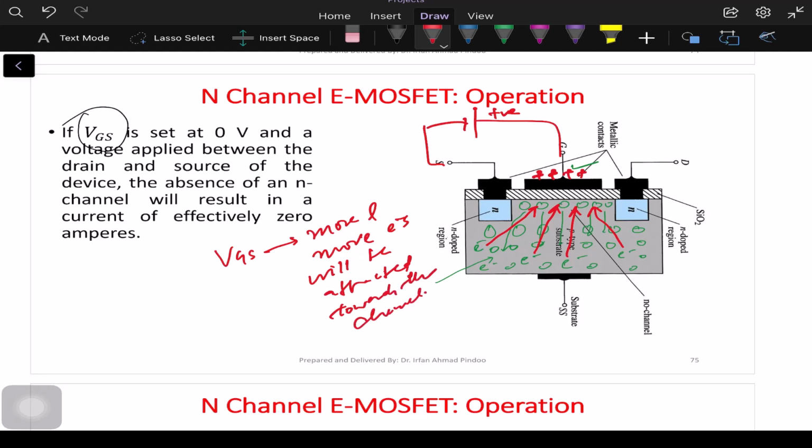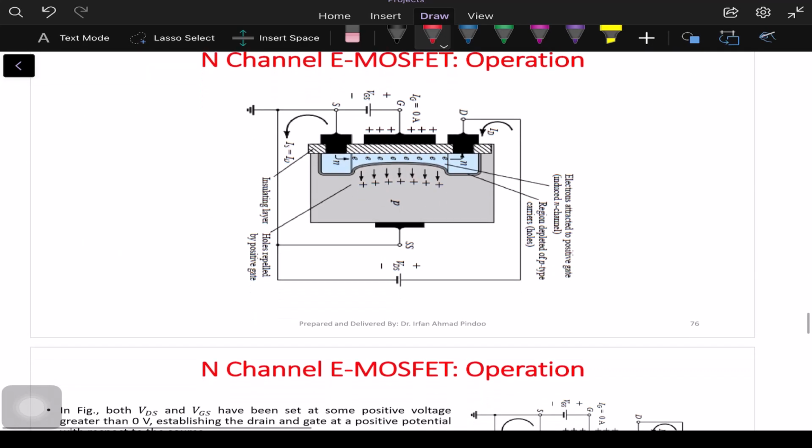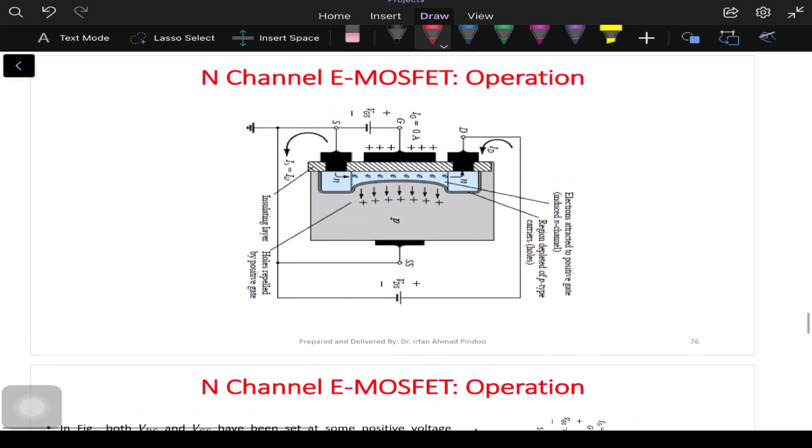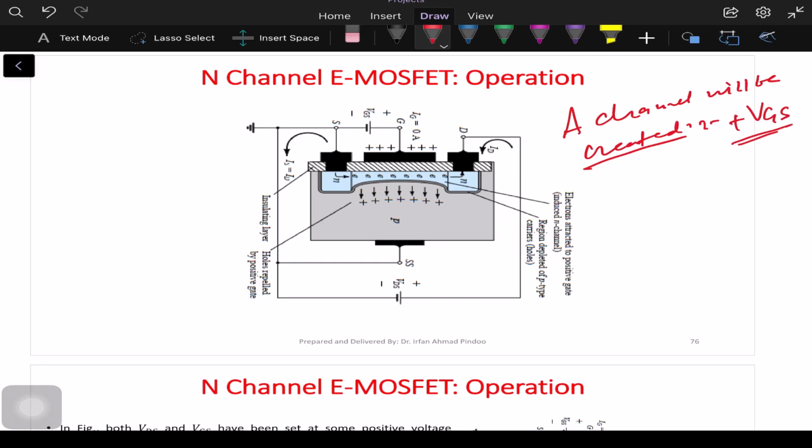So what we will see is that once we cross the threshold voltage, a sufficient amount of electrons would be placed over here in between the source and the drain. Now you can see in this diagram, also in the second diagram, that once we have a sufficient number of electrons, a channel will be created. So initially the channel was absent. Now we have created the channel, and that has been made possible by applying the positive VGS voltage.